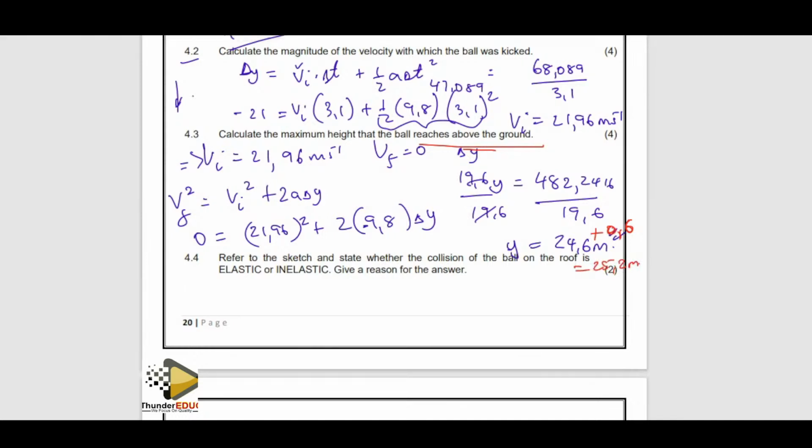Then 4.4. We were saying the ball is going to reach the maximum height and then it drops to the roof. Just one bounce and then it comes to rest. So is it elastic or inelastic? I'm going to say it's inelastic.